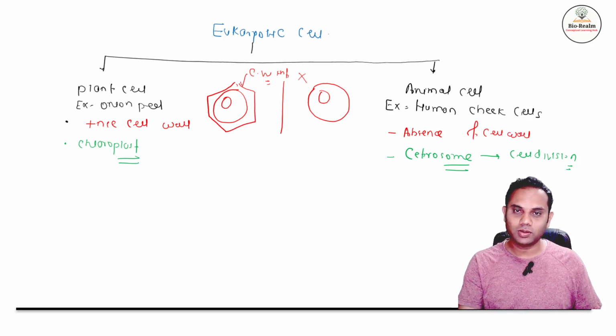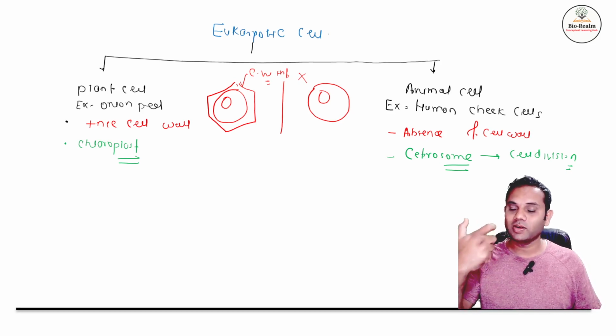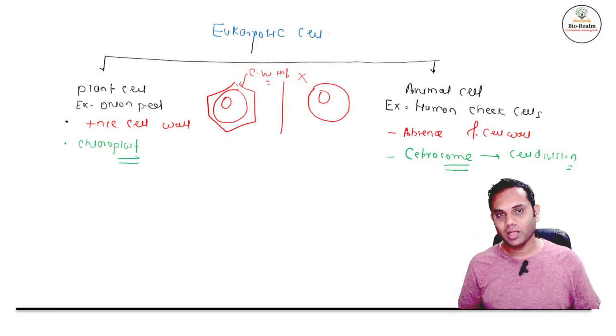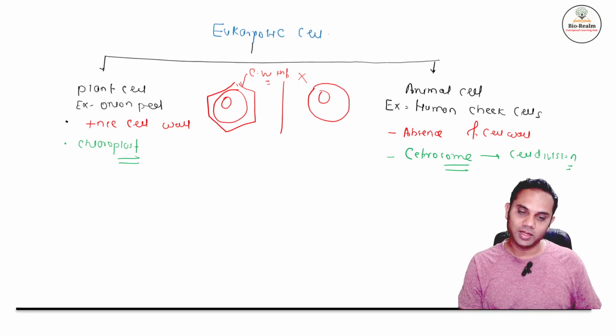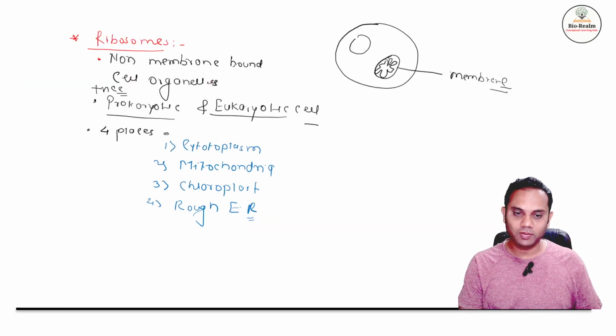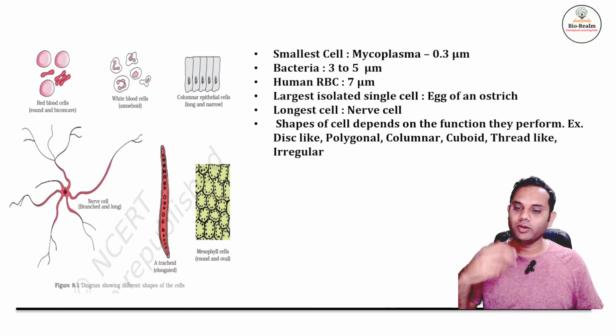Then we talked about one particular non-membrane bound organelle, which is called ribosome. We talked about its characteristics, and after that we have seen the differences between plant cell and animal cells, which are examples of eukaryotic cells. Then lastly, we'll talk about some of the points which are given in the overview of the cell.